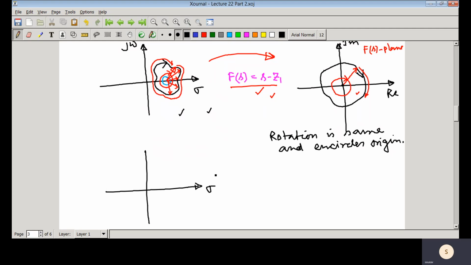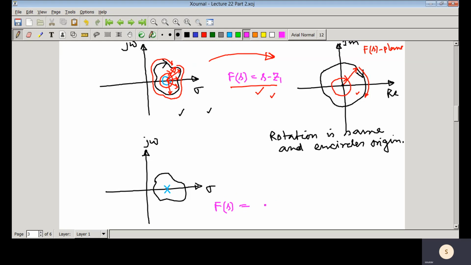Suppose we have one contour, and it encircles that pole. Here in the s plane, that means in the left hand side plane, what is important is whether it is encircling the pole or 0, not whether it is encircling the origin.